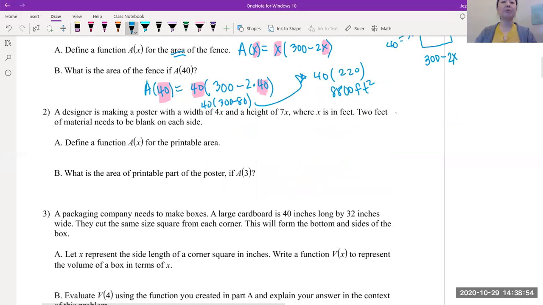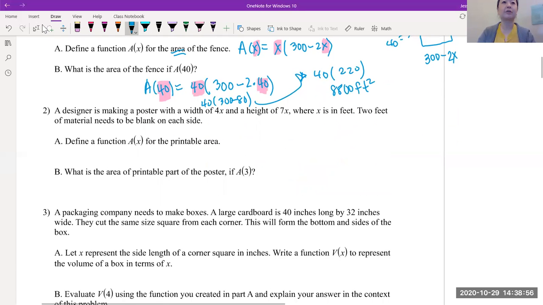All right, so number 2. Okay, so here's number 2. Let me make this in pink. So the designer is making a poster with a width of 4x and a height of 7x, where x is in feet. Okay, so let me just draw this out. We have a poster here.